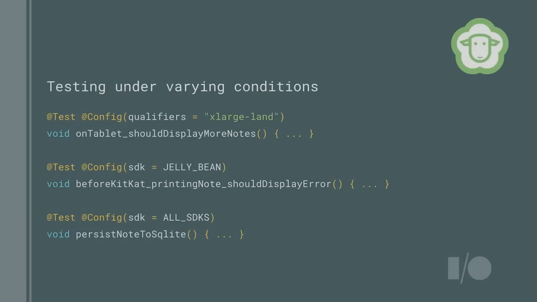Robolectric can also help with simulating device conditions that you'll encounter. For example, you can specify qualifiers that the test should run with. Here we're saying a certain screen size and orientation, which might change the layout a bit. You can ask Robolectric to run your test under a specific SDK. So we'll say Jelly Bean here. And it actually uses the SDK code from that version. And you can also tell Robolectric, I want to run this test under every SDK that you support, or some range of them that you're interested in. And we support Jelly Bean through O right now.